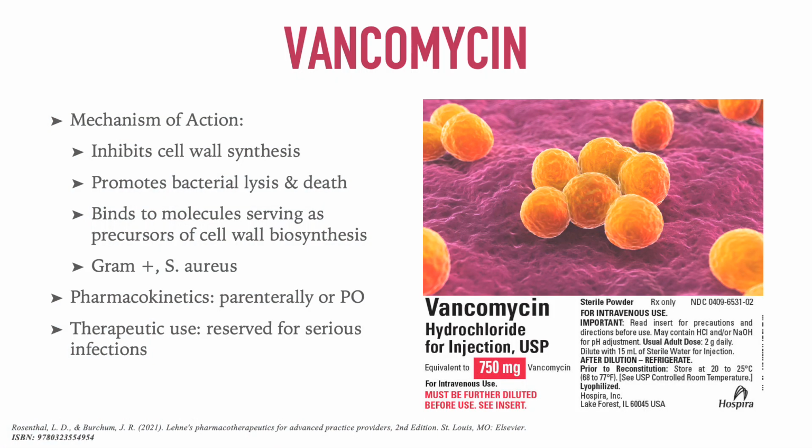As you can see, vancomycin was a real heavy hitter among all the different sites of infections of MRSA, so I'm going to spend a little more time detailing this medication. To begin, it inhibits cell wall synthesis, promotes bacterial lysis and death, and binds specifically to molecules serving as precursors of cell wall biosynthesis, which is descriptive of vancomycin. It is used for gram-positive bacteria and Staph aureus. It is used either parenterally or PO and is reserved for serious infections like MRSA.